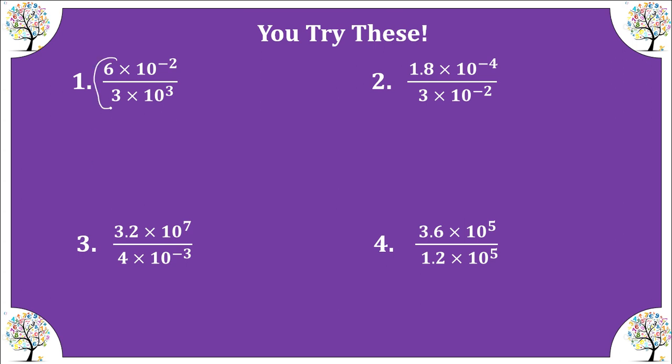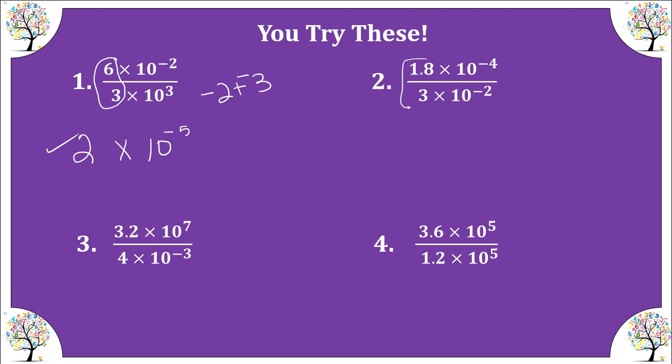Number 1, we have 6 divided by 3, or 3 divided into 6 is 2 times 10. -2 minus 3, keep, change, and I get -5. 2 is between 1 and 10. I'm good to go.